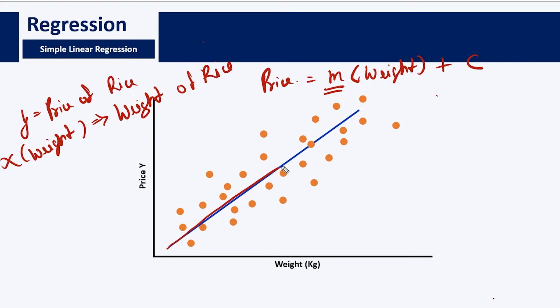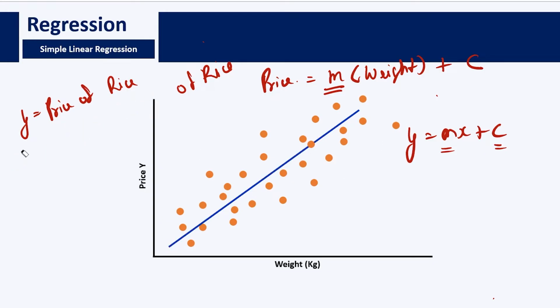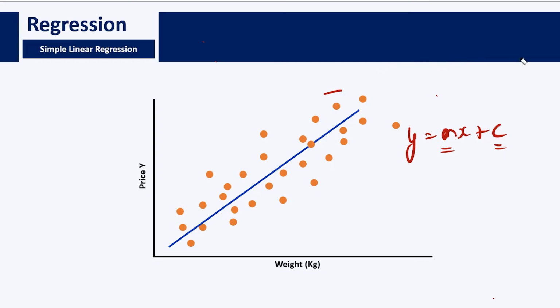I can simply draw this line with the help of m and c, because the equation of a straight line is y equals mx plus c. And for drawing a straight line, we just need m and c because x we already have. So we can easily draw a best fit line or a straight line. Now, let's suppose we have drawn a straight line.